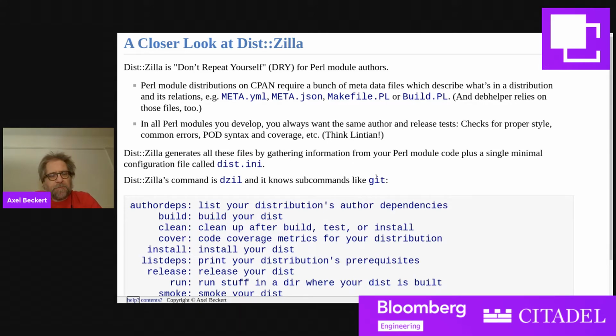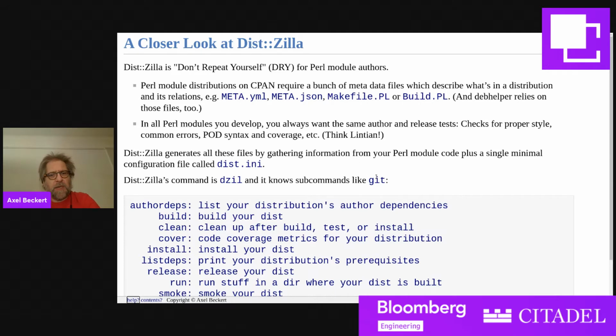And you also have a lot of tests usually, which are the same over all your Perl modules. You check for proper spelling, common errors, syntax problems, like Lintian does for Debian. And Dist::Zilla is a nice set of Perl modules and a command line tool where you put everything into a simple file called dist.ini. It's also the same format as Windows .ini files. And the basic idea is you only put in there what is not the default.